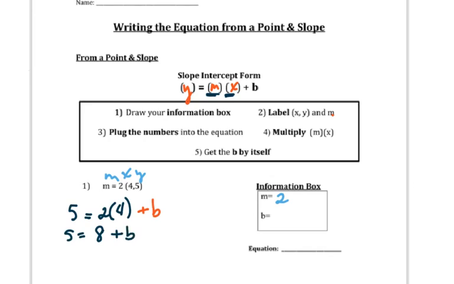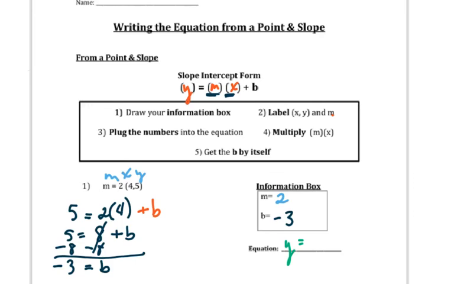To get that b by itself, we need to subtract 8, minus 8 on both sides. 5 minus 8 is the number -3. So I just found out that my b value of this equation is the number -3. So I plugged in all of my numbers, m, x, and y, and I figured out my b number. So now I can write the equation of the line.